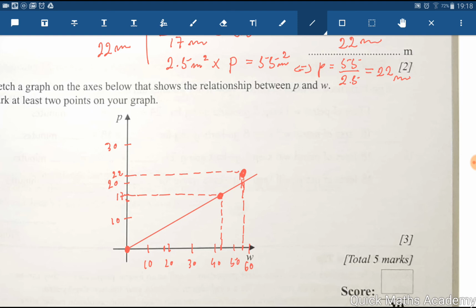So forget this third one. In an exam you can put the 0 and 17, 42.5, or you can put the 0 and 22, 55. You choose what to do. But you can also put the 3, and if you do this on grid paper, they will all line up together.